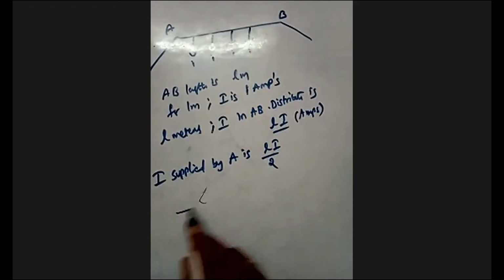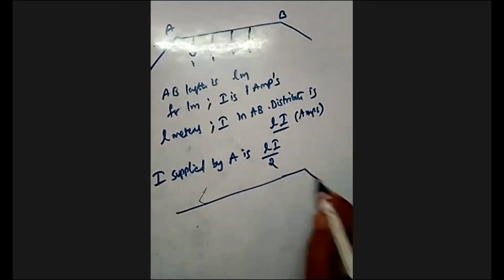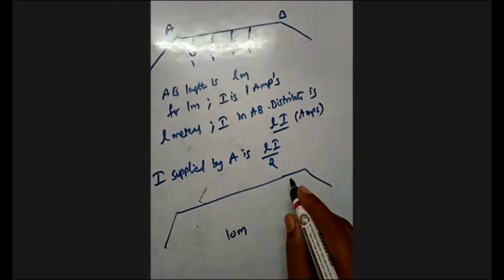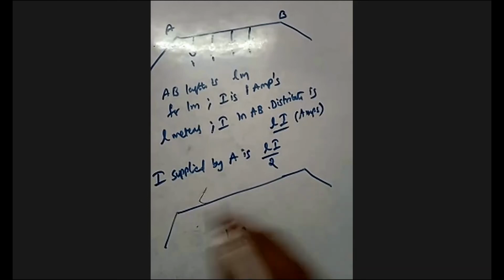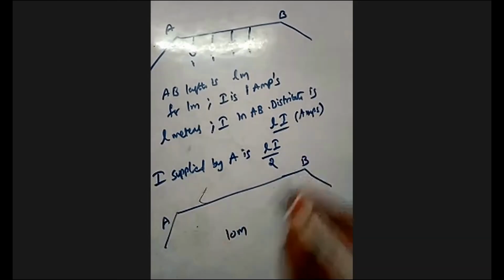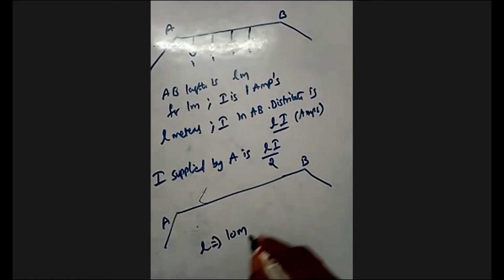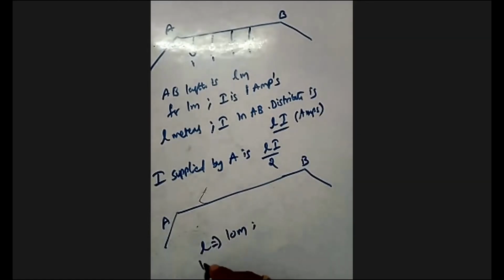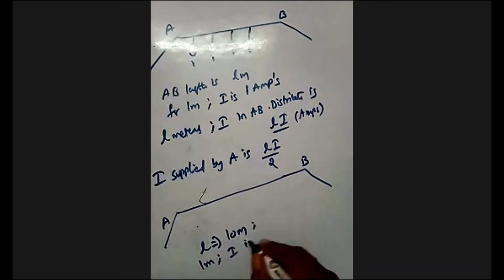Now similarly, I will repeat the same example with another one. Let the length be 10 meters, with the two sources A and B. Let the length be L meters, so L is 10 meters. For every 1 meter the current is 1 amp. So the total current in the distributor is 10 amps.